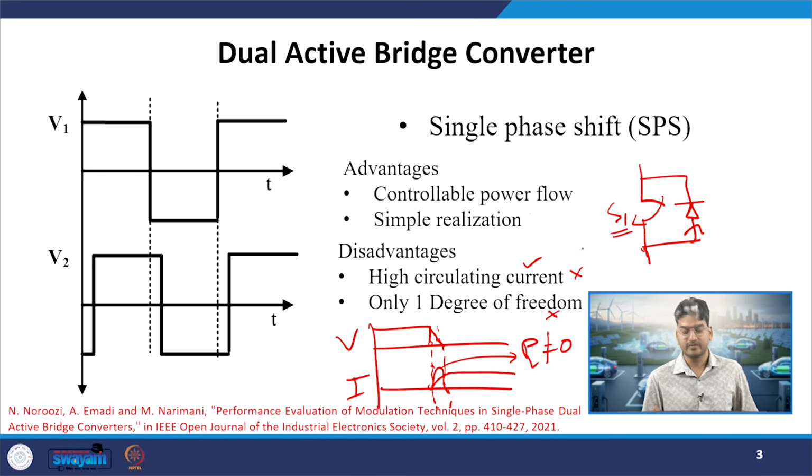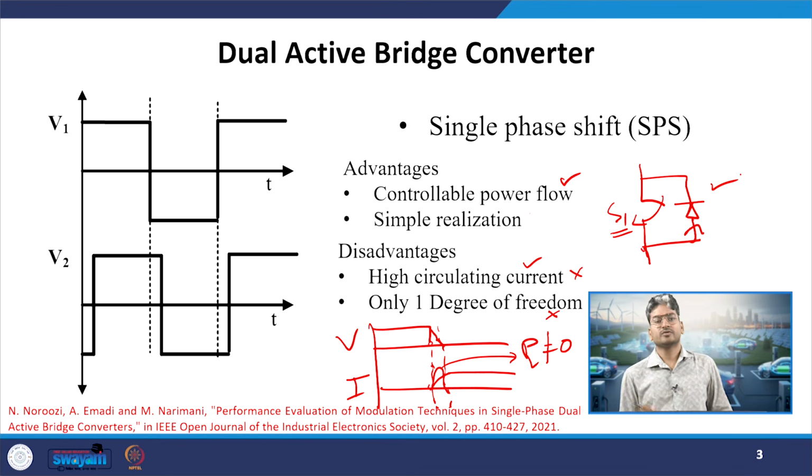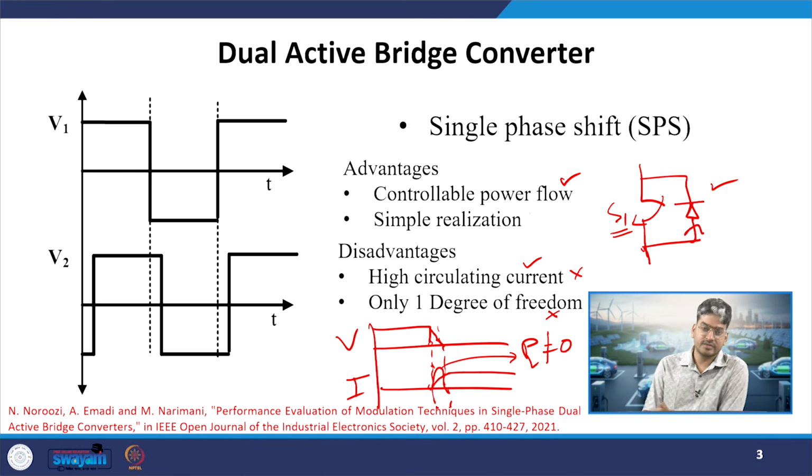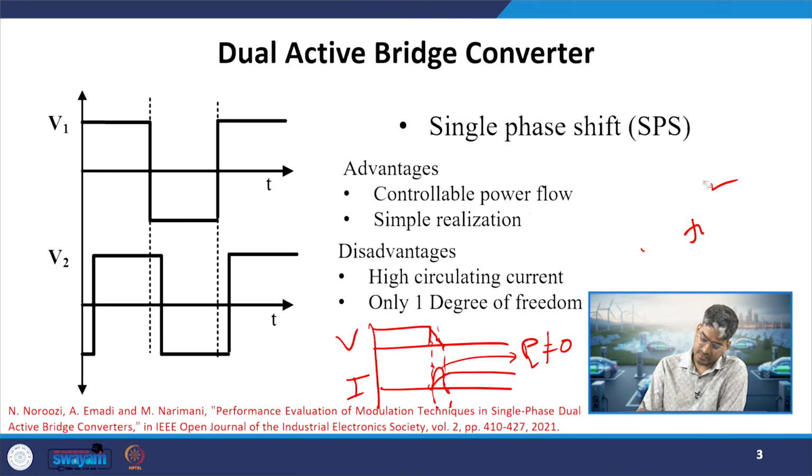First, if I want to minimize the circulating current, the default requirement is the power flow. I want to control the power flow if I want to have ZVS and so on. So, if I want to control all these parameters independently, I will require more and more degrees of freedom. Whereas, in this case, we have only 1 degree of freedom. So, that is the main limitation of our single phase shift control technique.